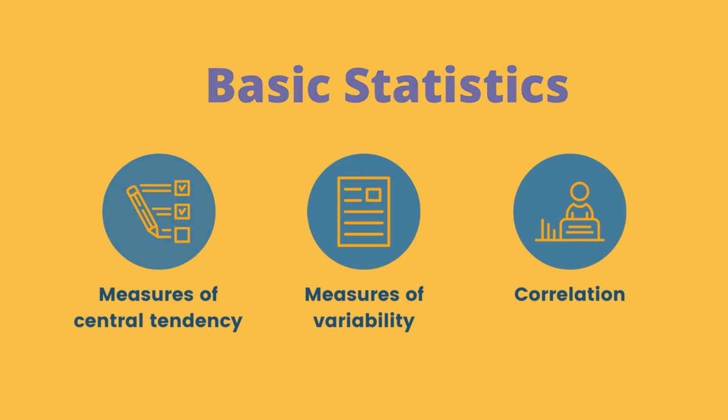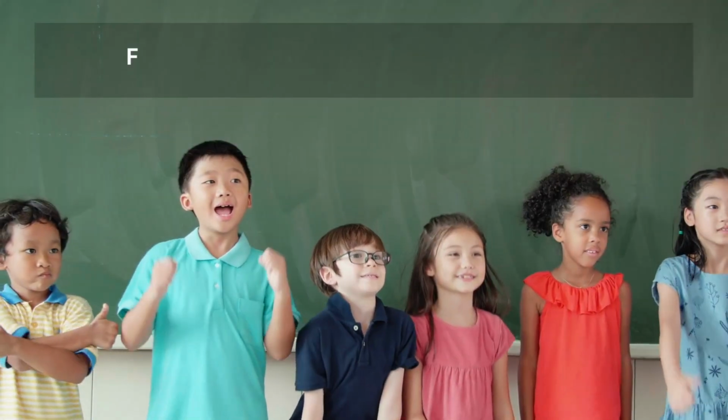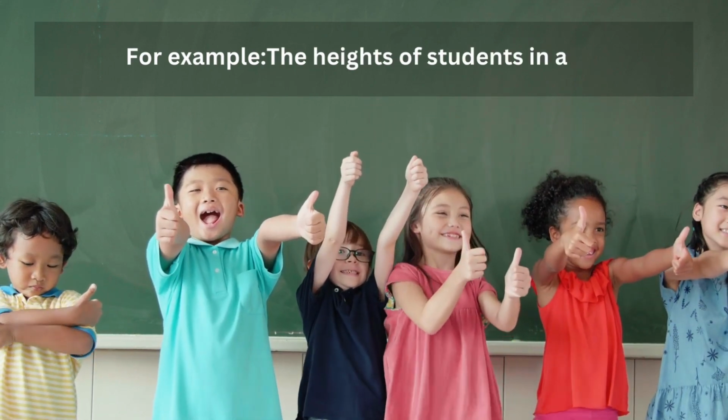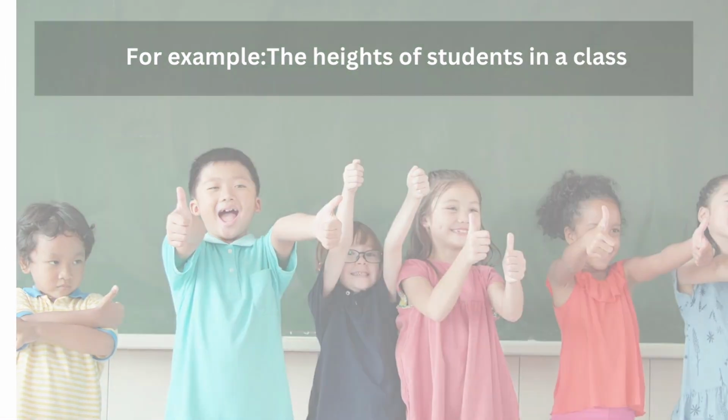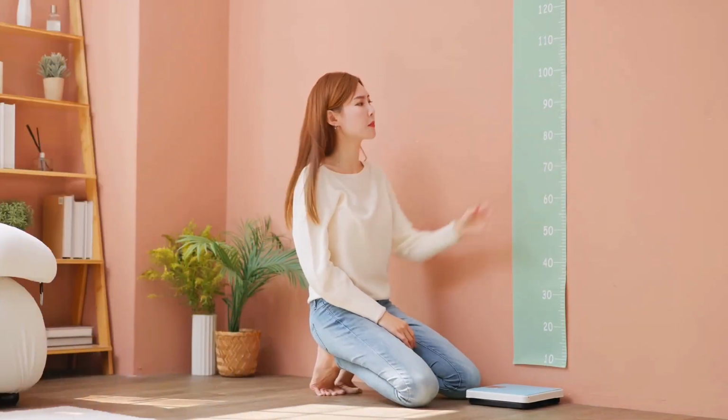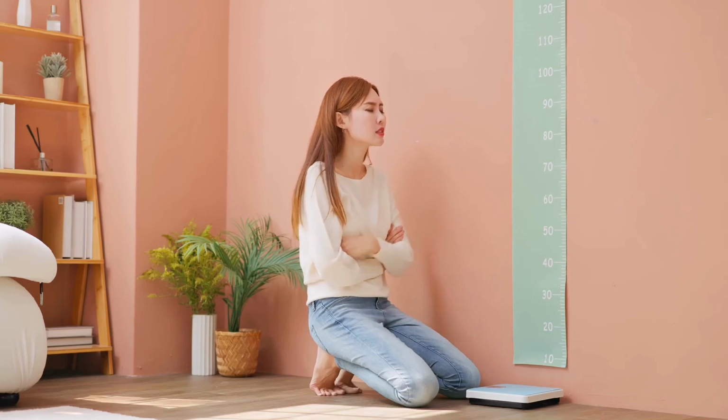For example, if you were analyzing data on the heights of students in a class, you could calculate the mean height to determine the typical height of the class. You could also calculate the range to see how much the heights vary, and the correlation between height and weight to see if there is a relationship between the two variables.